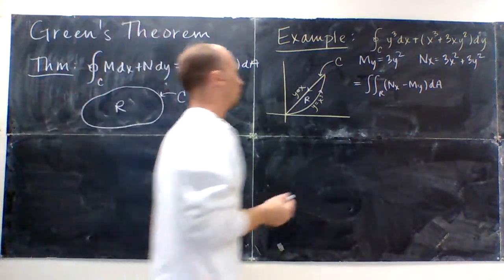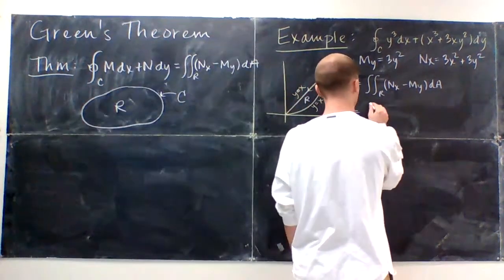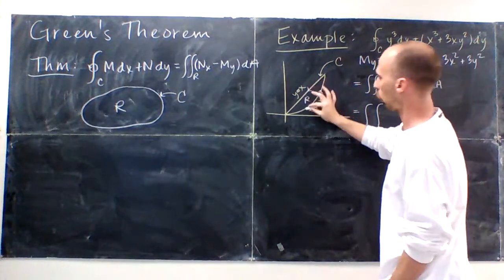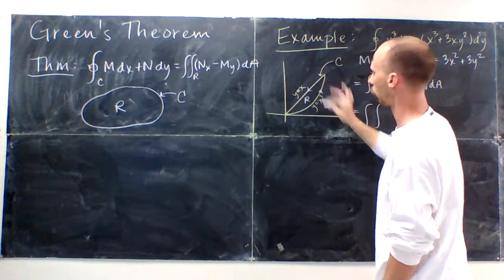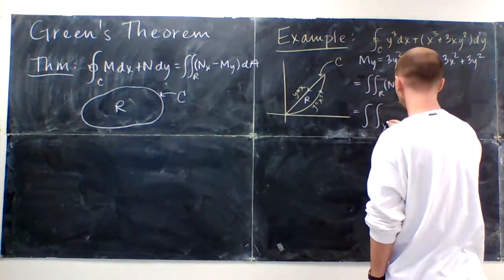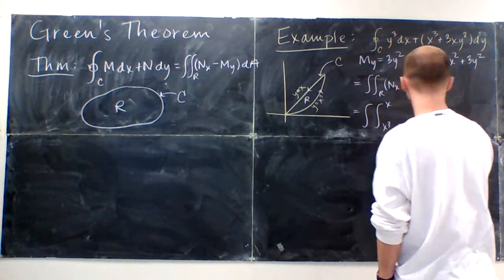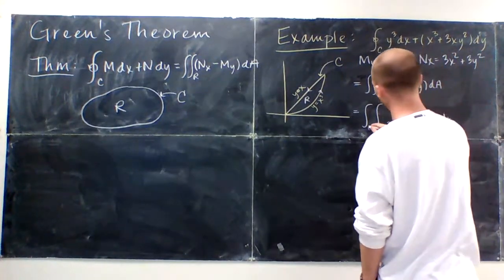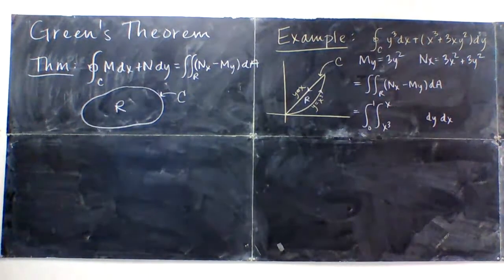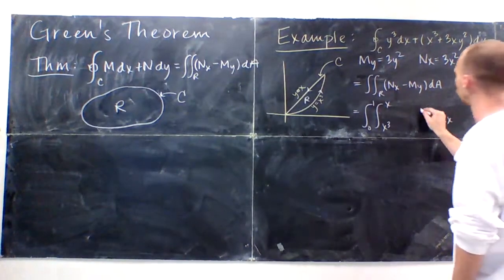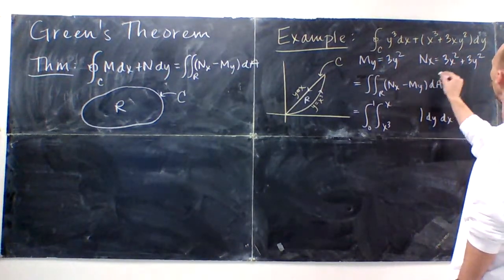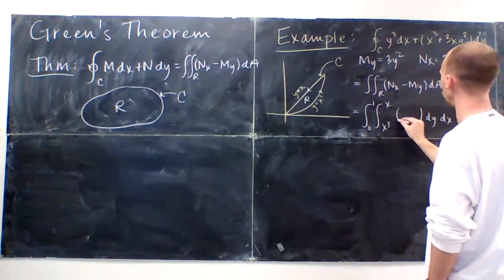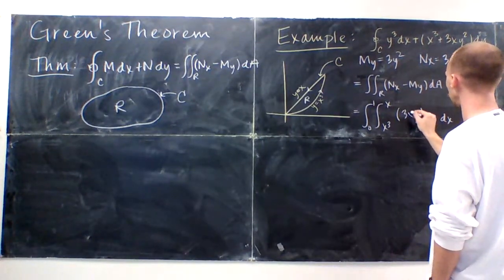All right, so really this is a double integral, and I think I'm going to want to go with respect to y first, as y runs from x to the 3 up to x. And then dx, x is going to run from 0 to 1. And then my integrand is going to be N_x minus M_y. So 3x squared plus 3y squared minus 3y squared is going to be 3x squared.